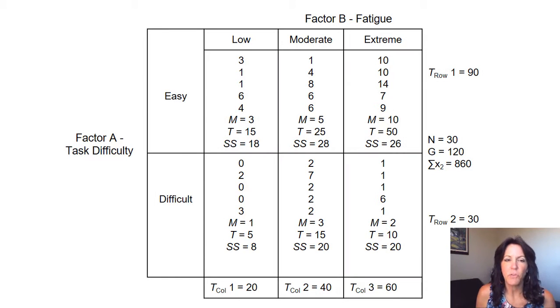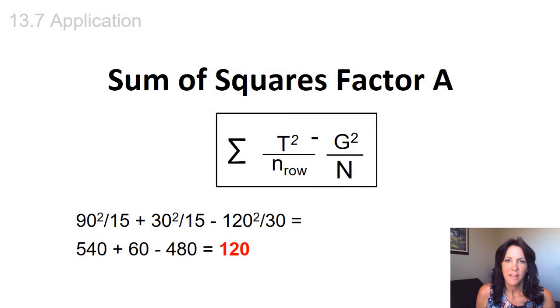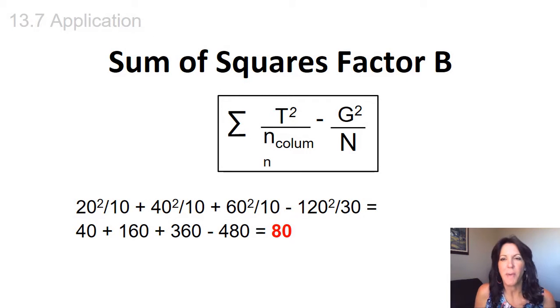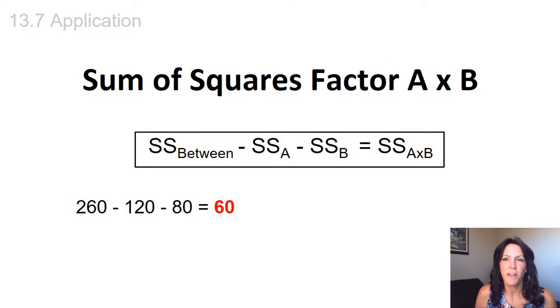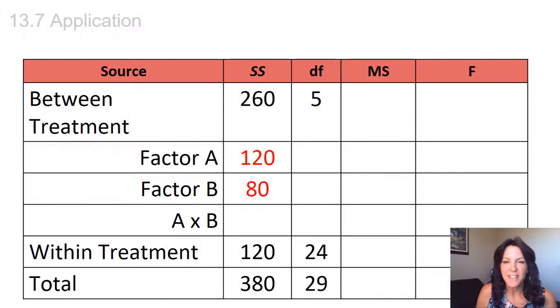Now it's time to go ahead and move on to stage 2 and look at the degrees of freedom for factor A, factor B, and for the interaction. So you do not need to know sums of squares for factor A. I'm just not going to make you do that. I'm going to just show you how I got it, but sums of squares for factor A are going to be 120, and sums of squares for factor B are going to be 80. And finally, you don't have to do this, but to find the sums of squares for the interaction, you would take the sums of squares between and subtract out the sums of squares A and sums of squares B, and you would have it.